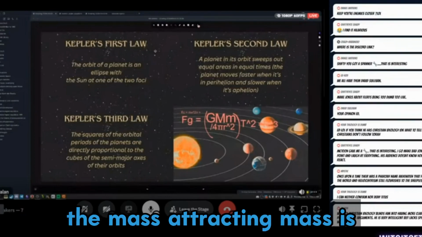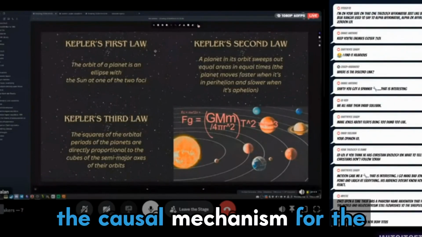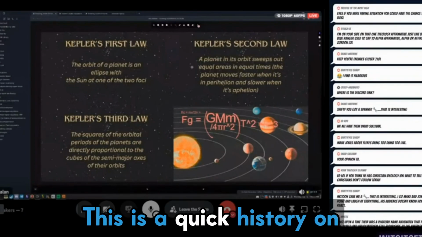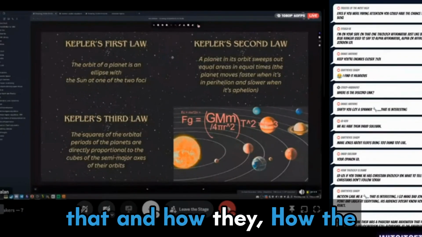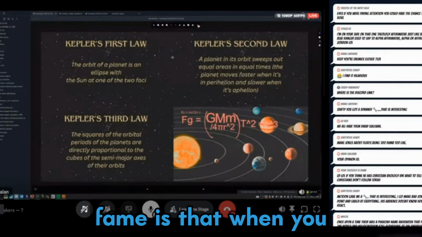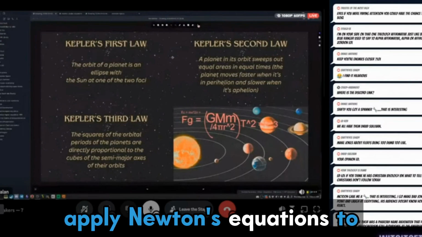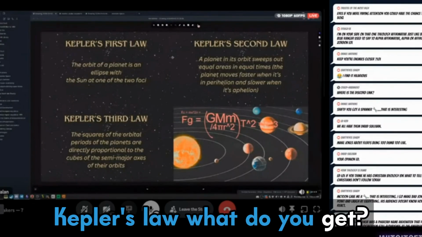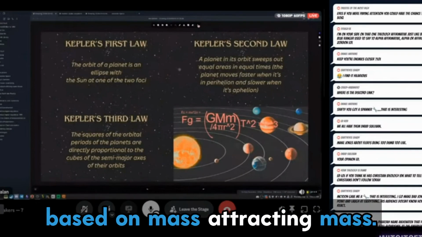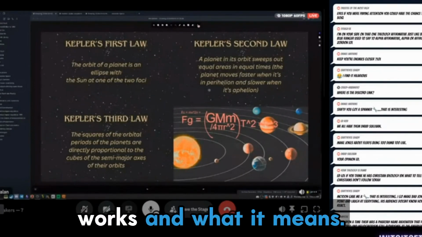They've told everyone that mass attracting mass is the causal mechanism for the motion of the bodies in the sky. So this is a quick history on that and how the math is mixed together. Because the big claim to fame is that when you apply Newton's equations to Kepler's laws, what do you get? Proportional ratios for everything, and it works out based on mass attracting mass. So we're going to see how that works and what it means.